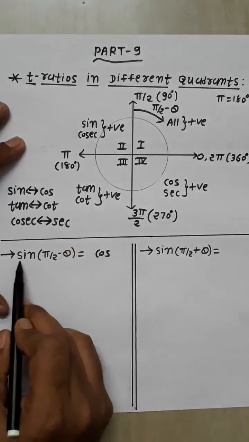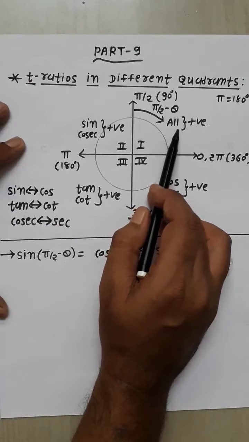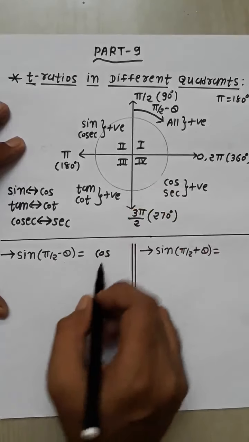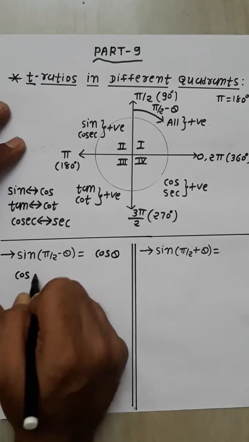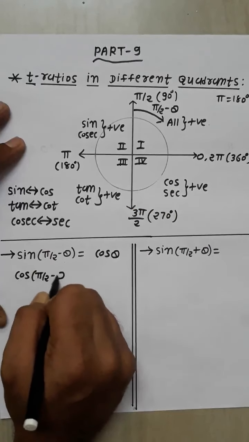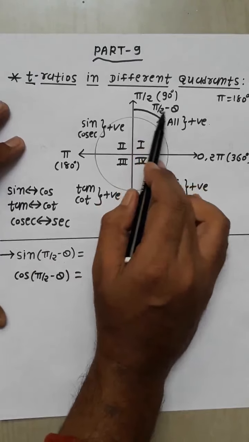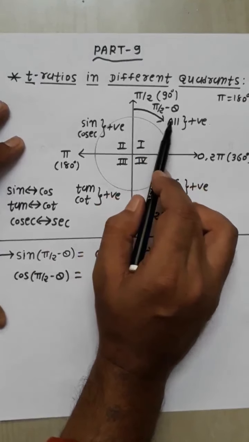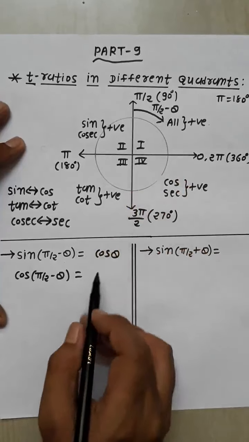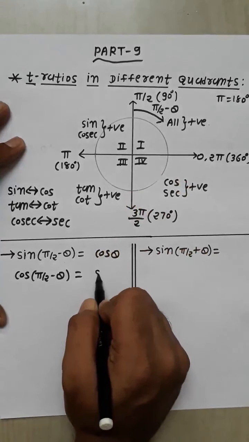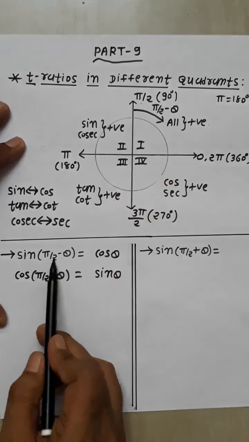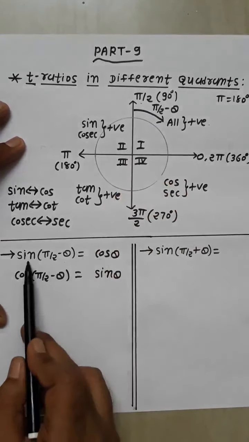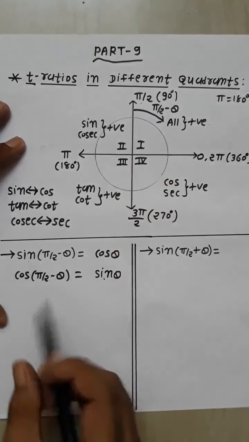But check that in the first quadrant all functions are positive, so here we write a plus sign. Same way, cos of pi by 2 minus theta. Again this angle is in the first quadrant, so we can write sin theta. Since pi by 2 form is present here, we change the function, sin in place of cos, cos in place of sin.